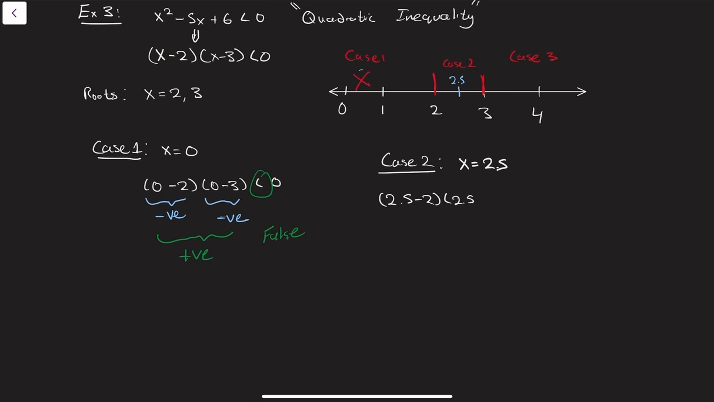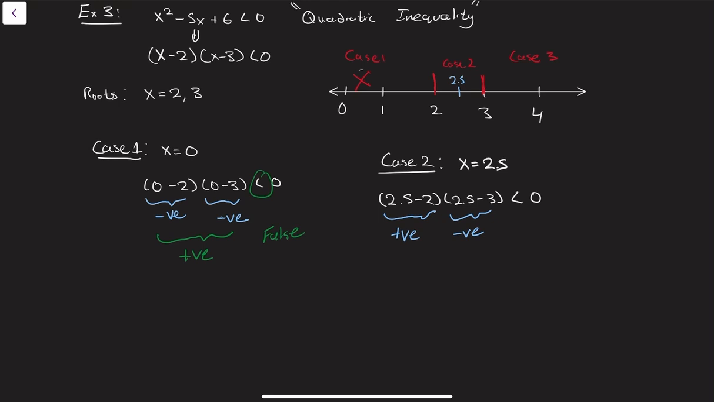And we have 2.5 minus 3, and that's less than 0. Let's make our less than sign better. It's not the best. Less than 0. So when we analyze this, we see that this value is going to be positive. 2.5 minus 2, we know that's positive. But 2.5 minus 3, we know that's negative.